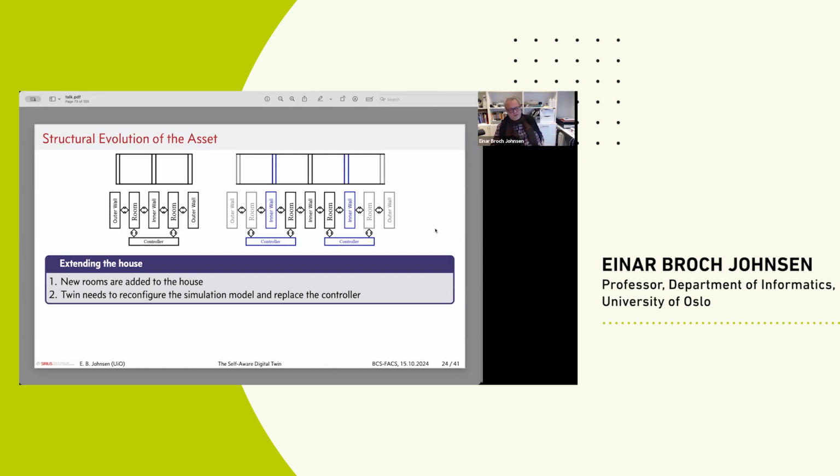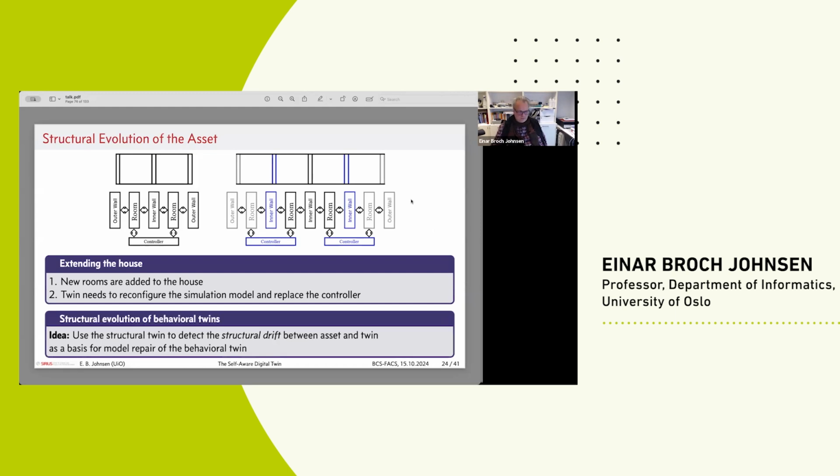So what I want now is the digital twin to detect this change in the asset that is being twinned and reconfigure to adapt to the new asset. And the basic idea we are now pursuing is to use the structural layer, so the knowledge graph, to detect that there's a drift between the structure of the physical system, which now looks like this, and the structure of the twin, which looks like this. So that's the basic idea.